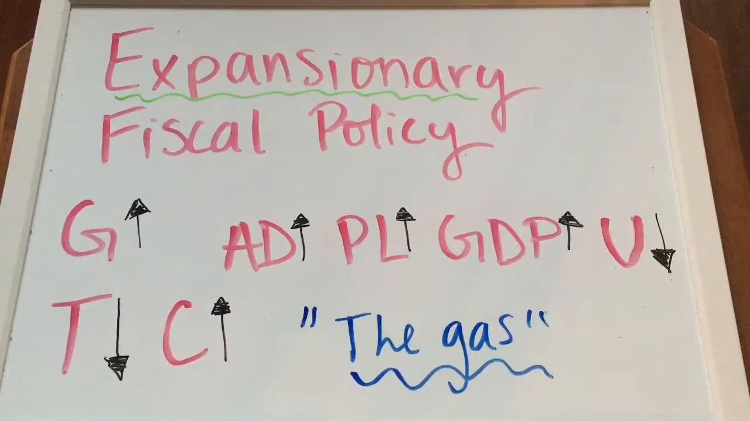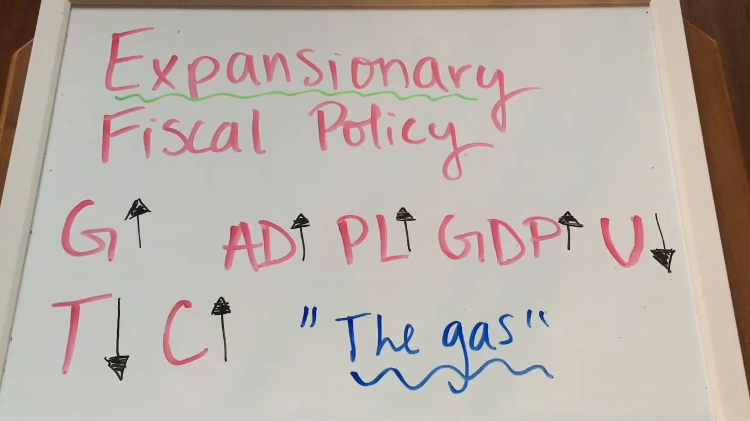Okay, so now we're going to move to expansionary and contractionary fiscal policy. First, we'll look at expansionary fiscal policy. Expansionary fiscal policy is one type of fiscal policy. It involves laws that reduce unemployment and increase GDP, gross domestic product.